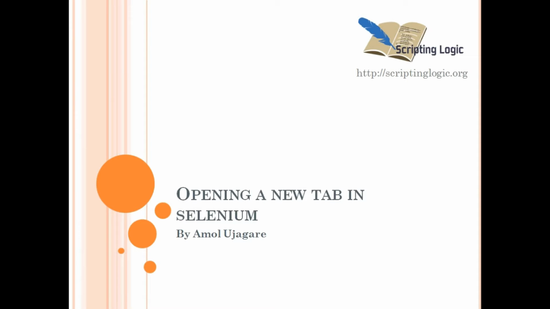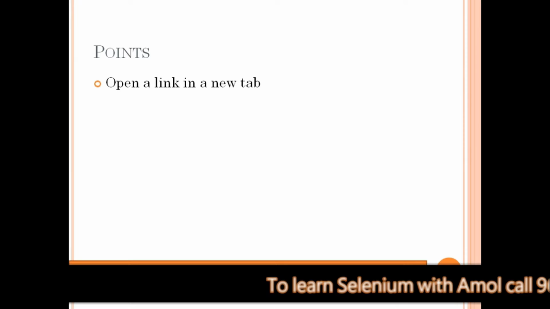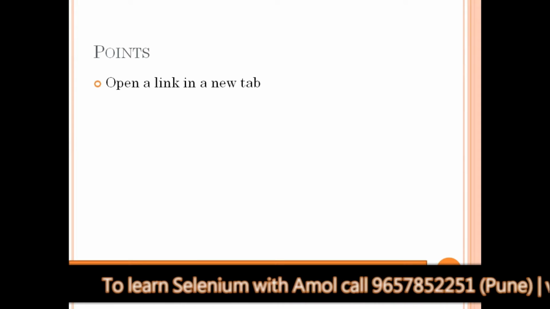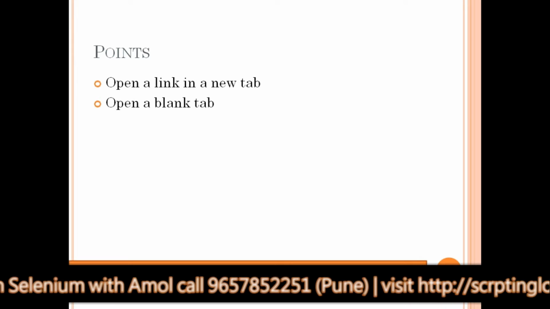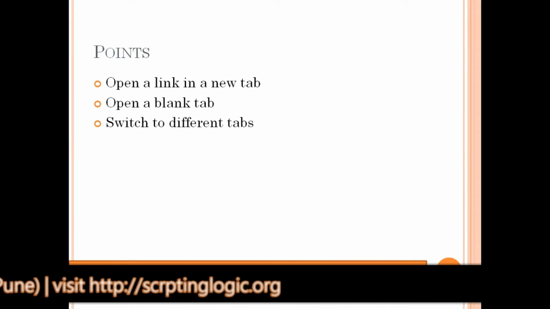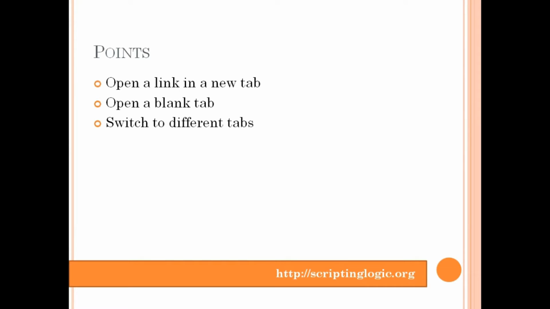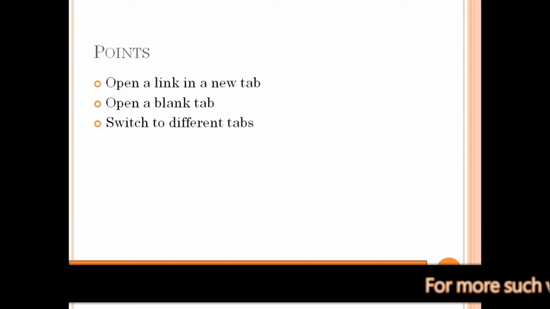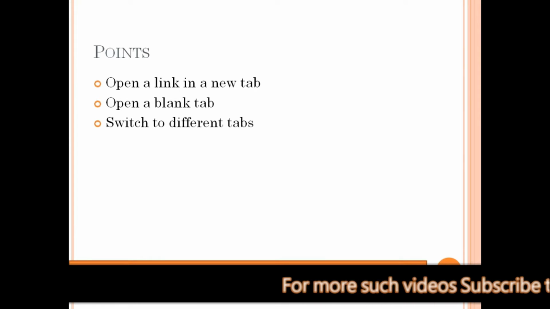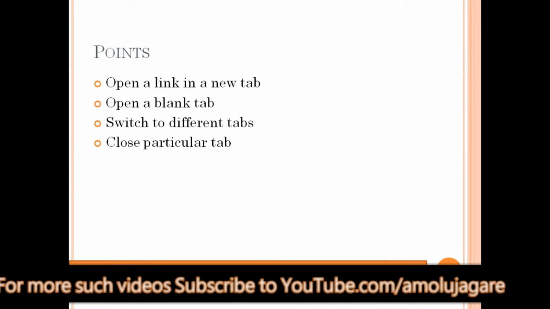And today we are going to see how to open a new tab in Selenium. So let us see what we are going to cover. First, we will open a link present in a web page in a new tab. Then we'll open a blank tab as a new tab. Then we will switch to different tabs. If we have opened one or more tabs in the same browser, then how to switch to another tab, we are going to look into that. Then we'll also see how to close a particular tab.